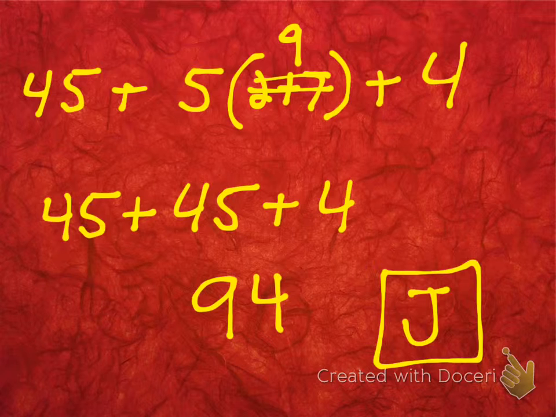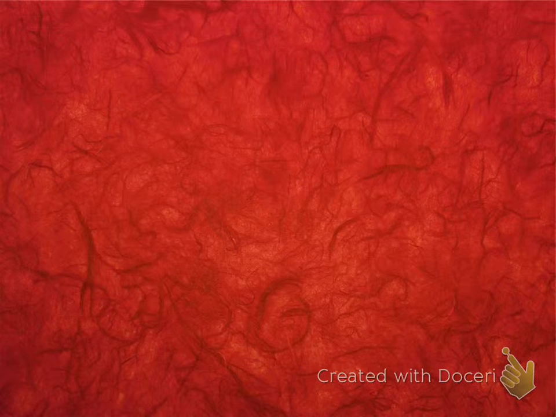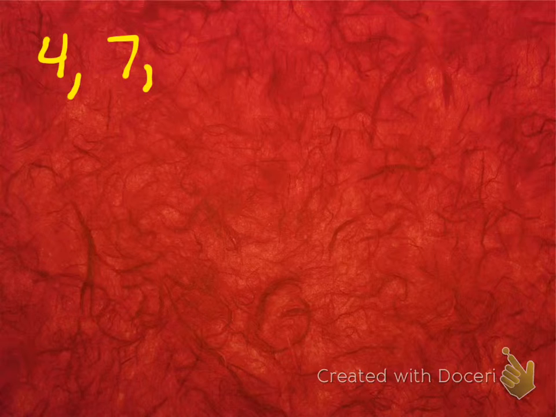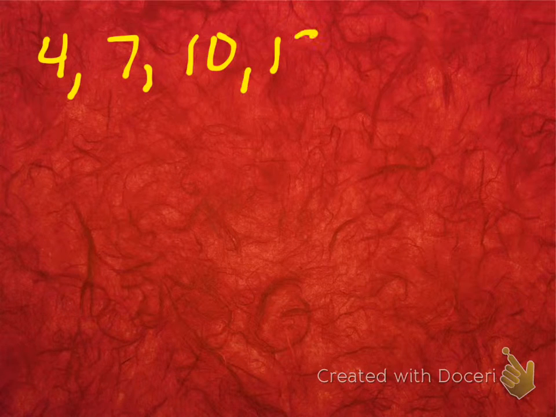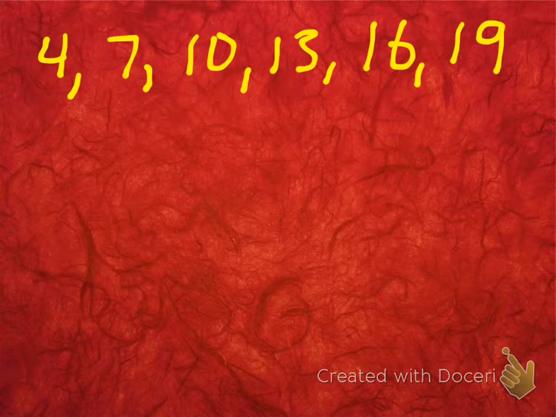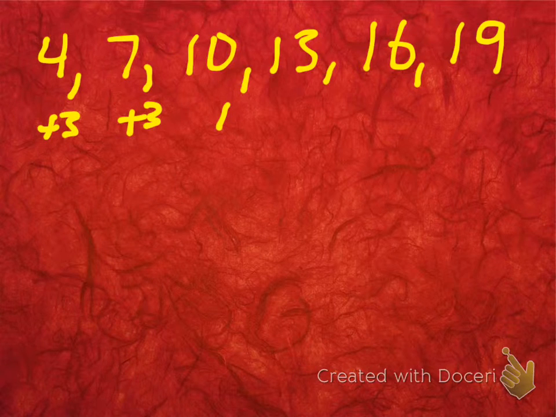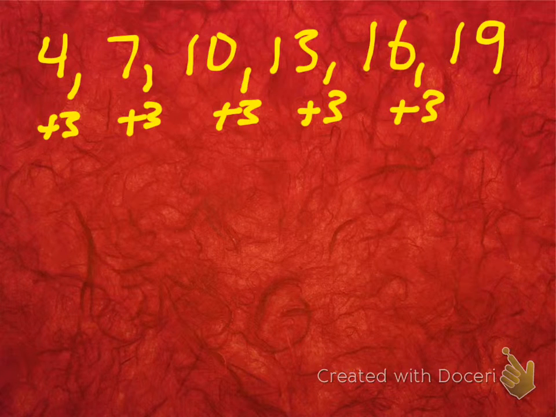Alright. Number 5. This one is not multiple choice, so this is a biggie. It wants us to come up with a rule for this sequence: 4, 7, 10, 13, 16, and 19. Well, each time, someone's already saying it, it's plus 3, plus 3, plus 3. What we learned all week was that when we have plus 3, plus 3, plus 3, what are we going to do?